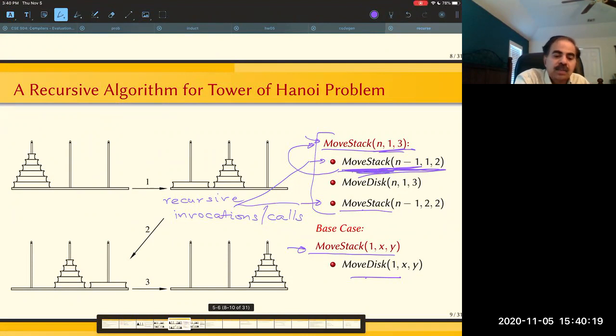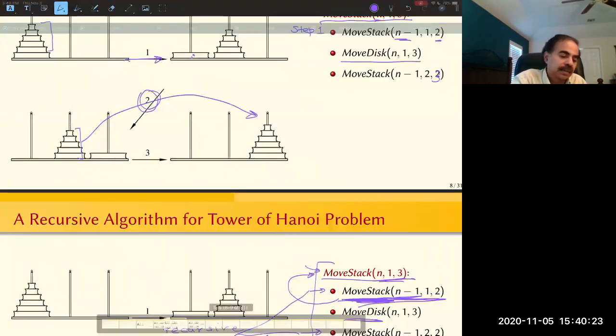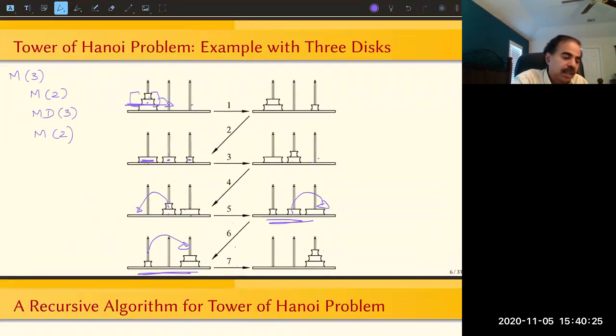One is to move stack, then to move disk, and then to move stack, okay? Instead of writing move stack, I'm just writing M here because it takes too long to write that, right? So move stack of 3 involves 3 steps: move stack of 2, move disk of 3, and move stack of 2, okay?